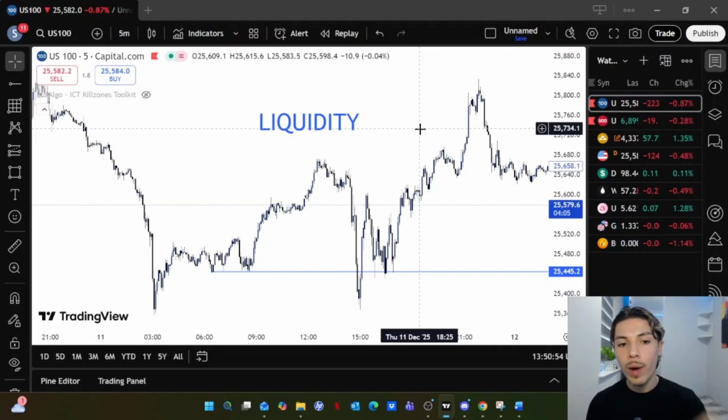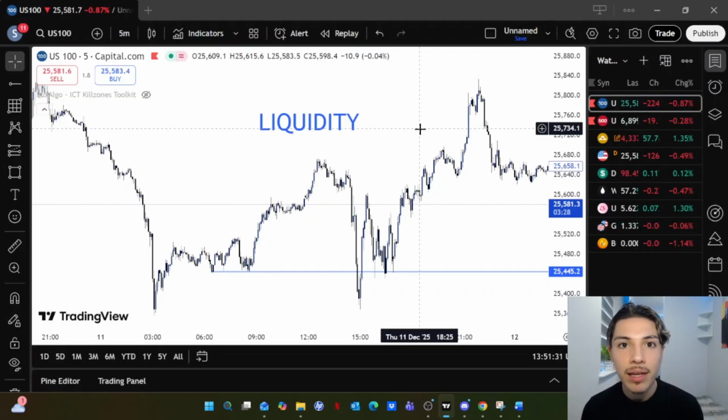Now, when using liquidity, it's extremely important to understand that there are different types of liquidity, right? You have strong draws on liquidity and you have weak draws on liquidity. Now, in this video, I'm going to go through strong draws on liquidity. This is going to be extremely helpful. A, take profit placements, especially when you are looking to take a trade and you want to target a certain area. If you are targeting a strong draw on liquidity, it's a high probability that price is going to go there because it wants to target that liquidity.